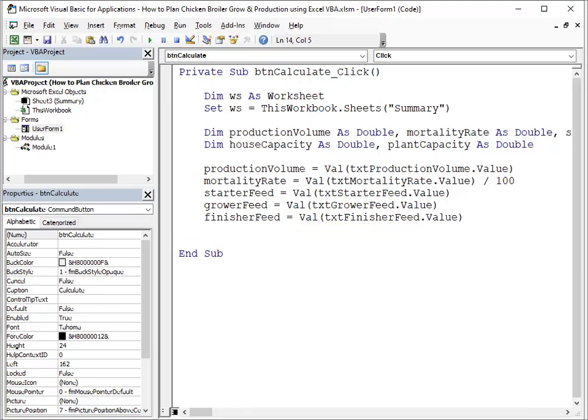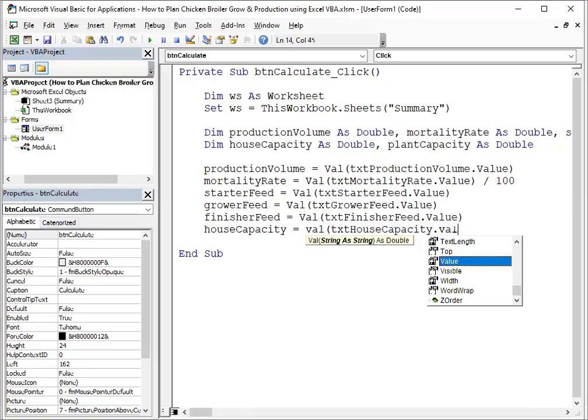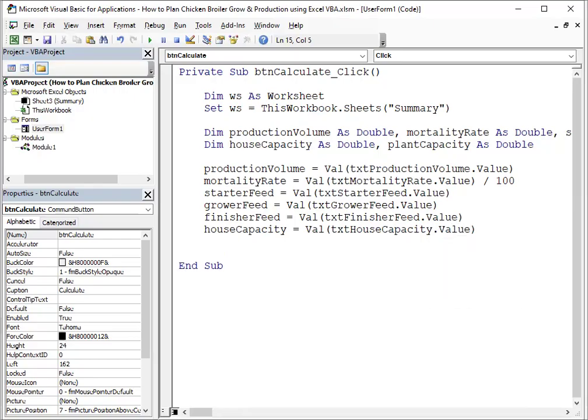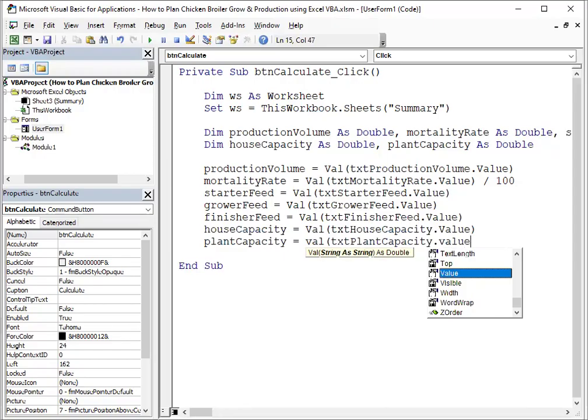Close. Then house capacity equals value, parenthesis text house capacity. House capacity, that value, close. Then plant capacity equals value, text plant capacity. That value, close.